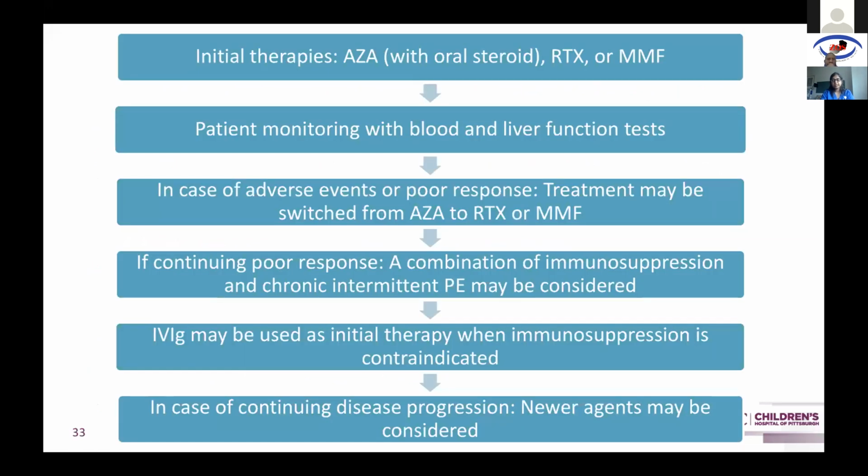This would just be a general sort of treatment regimen. You initiate your initial therapy with immunosuppressants like azathioprine or rituximab. You monitor the patient with blood and liver function tests. In case of a poor response or adverse events, you might switch from one drug to the other. If there's a continuing poor response, you might want to add plasma exchange and IVIG.